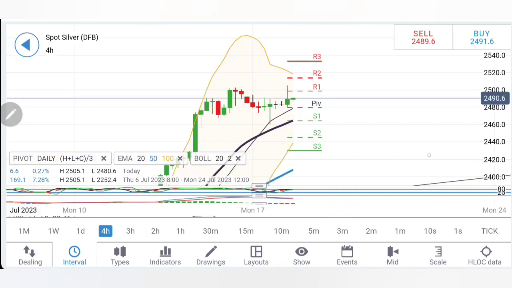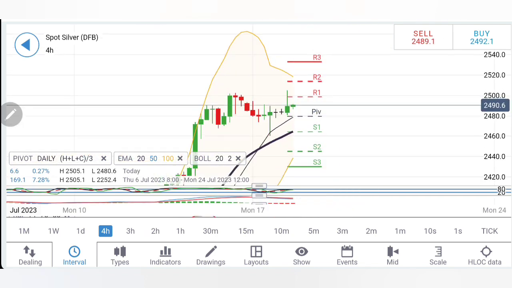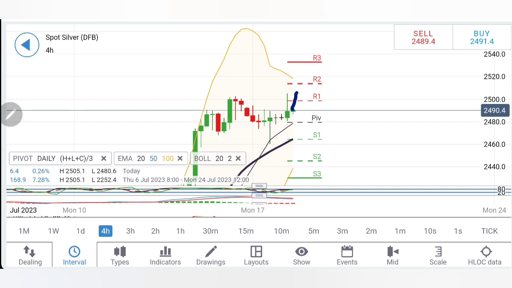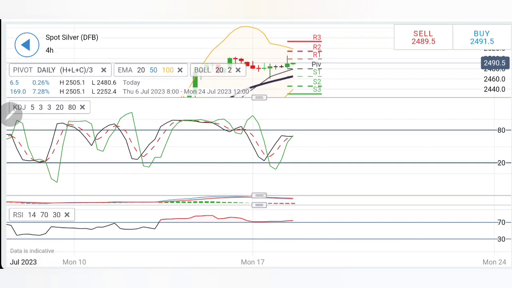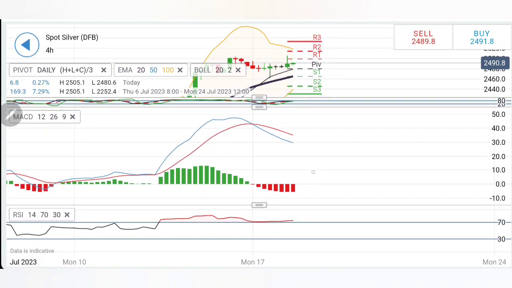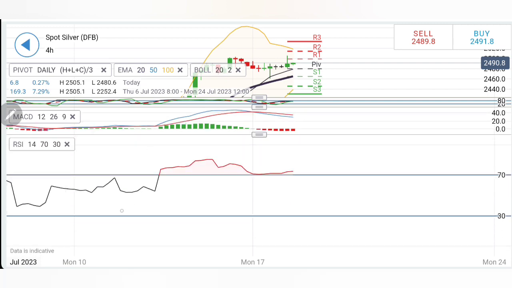And on the 4-hour chart, similar observation, but this candle might try to refrain itself from achieving the highs of the previous candle. Possibility exists for this. Also, it has created a very good base at 24.80, and hence only below 24.80 I will recommend a sell. Stochastic flat. MACD is bearish, you can see, and RSI is overbought.